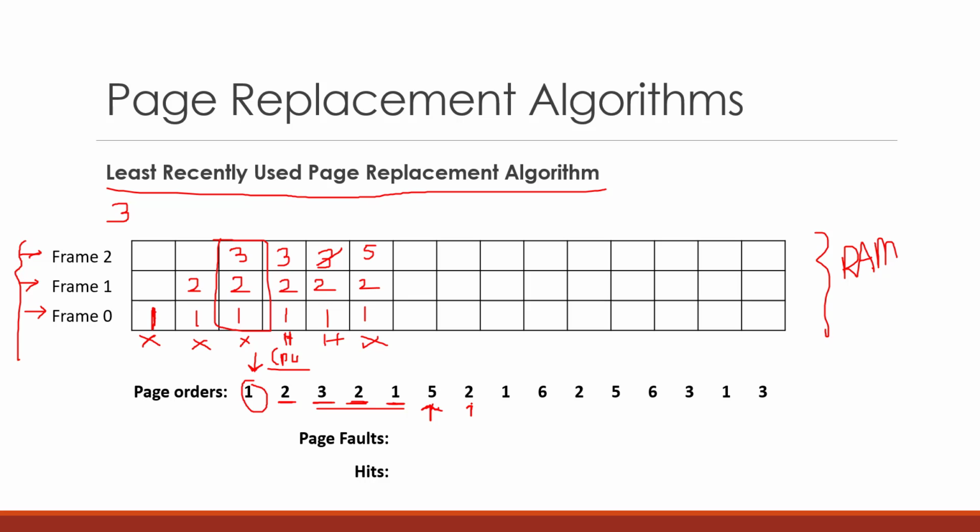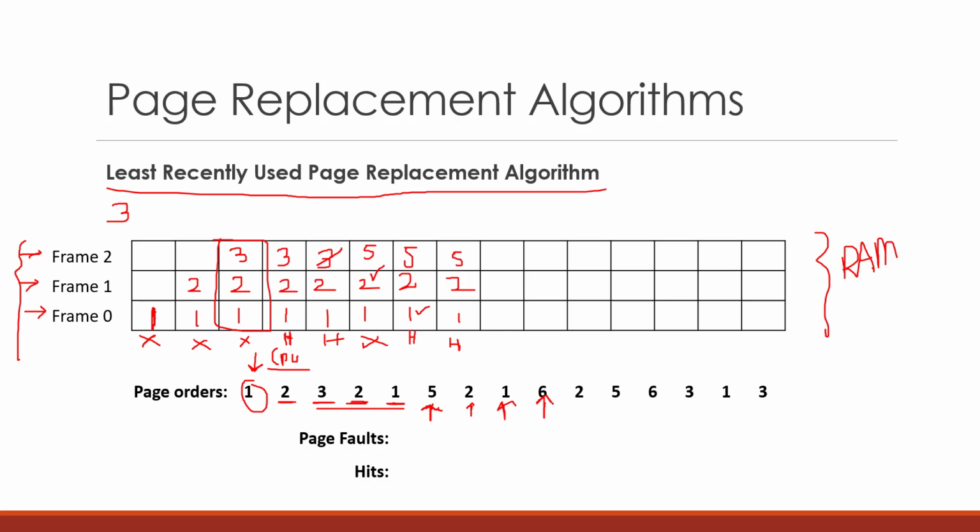So we have page number 2 now. Page number 2 is in the RAM. Yes, it's inside the RAM, so it's a hit, right? It's not a page fault. So we'll keep it like this: 1, 2 and 5. We have 1 now. 1 is inside the RAM. Yes, it is. So it's a hit again. We keep it like this: 1, 2 and 5. And the CPU will come and access this page.